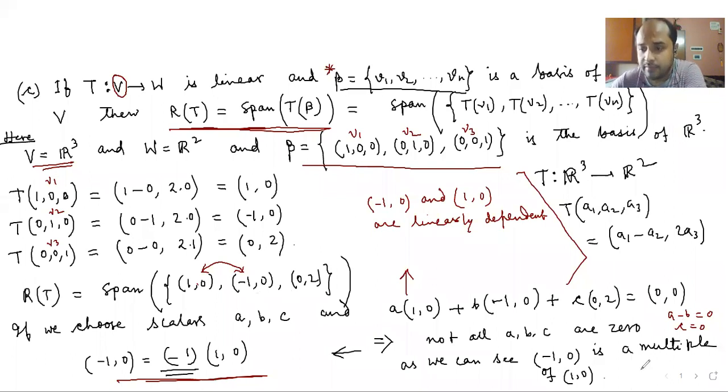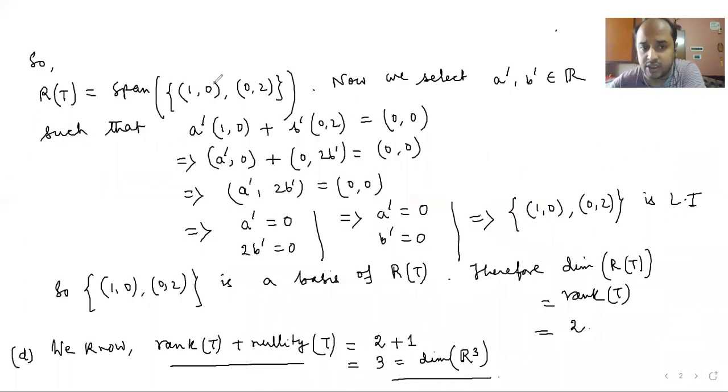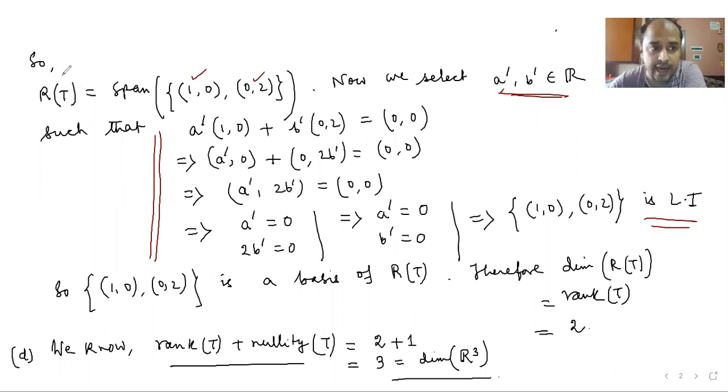So I am omitting the vector minus 1 0 from the picture. Then also RT will be spanned by 1 0 and 0 2. Now you have to check whether these vectors are linearly independent or not, for which I have chosen the scalar quantities a, b, a prime, b prime. By the process of showing linear independence, I have shown that this is 0 only if a prime is 0 and b prime is 0. So that proves that this set is LI, and this set is also spanning RT.